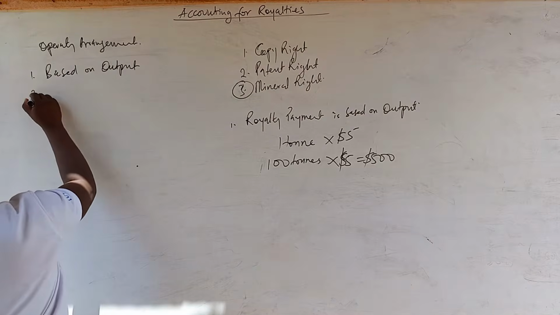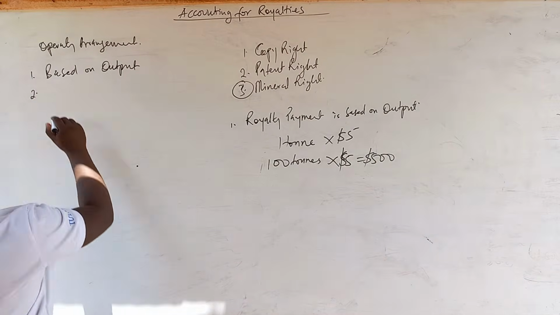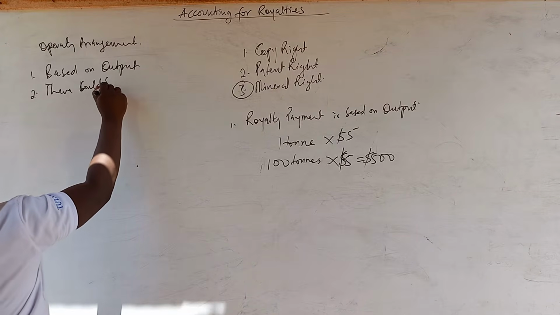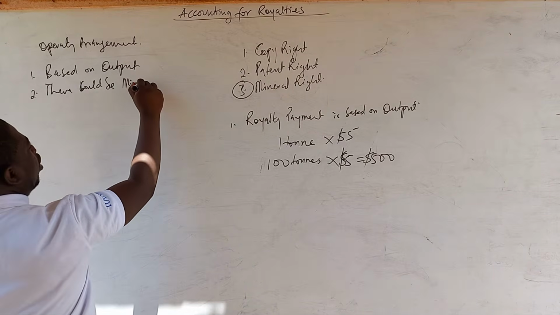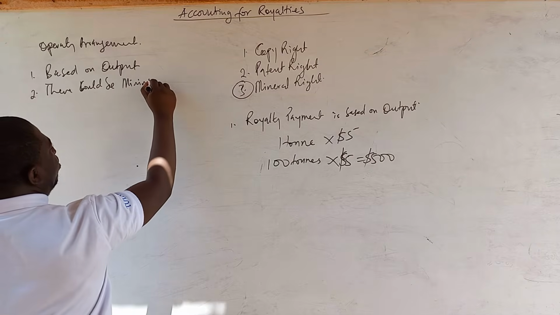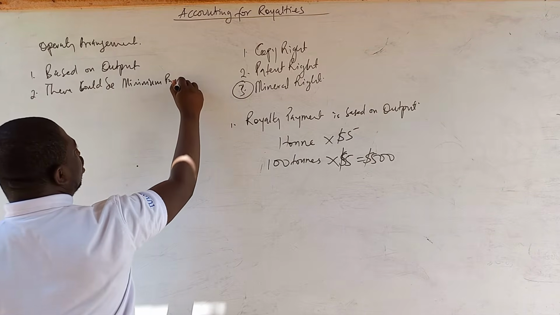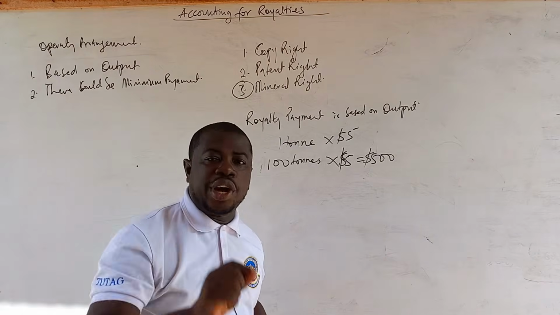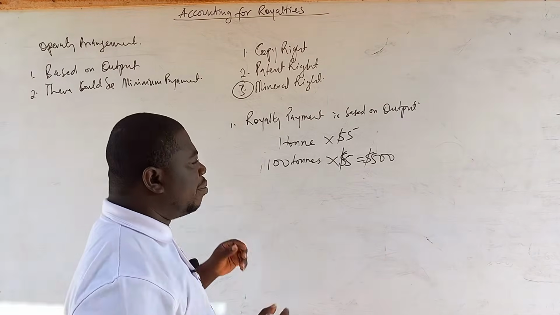So royalty is based on output. Then the second one is that there could be minimum rent, or there could be minimum payment. What do I mean by minimum payment? There could be a minimum royalty payment, and this is what I mean by minimum.